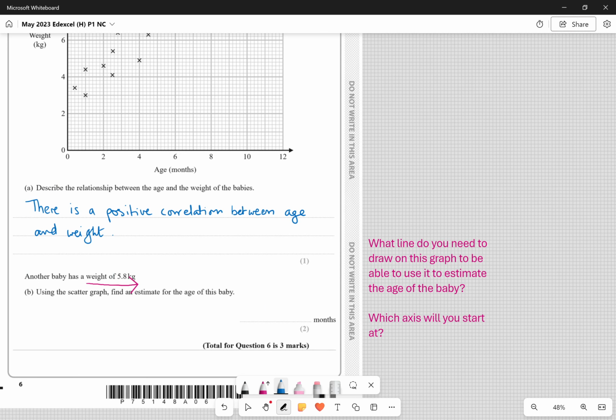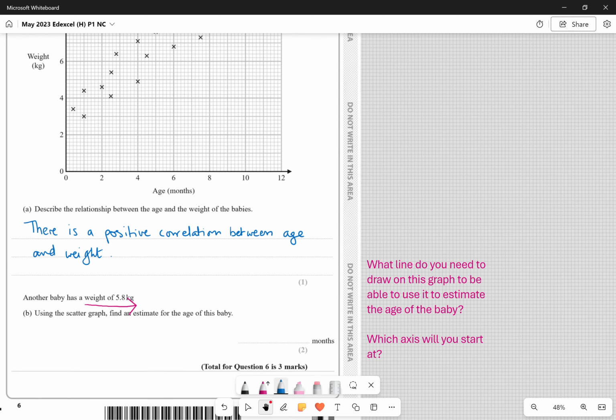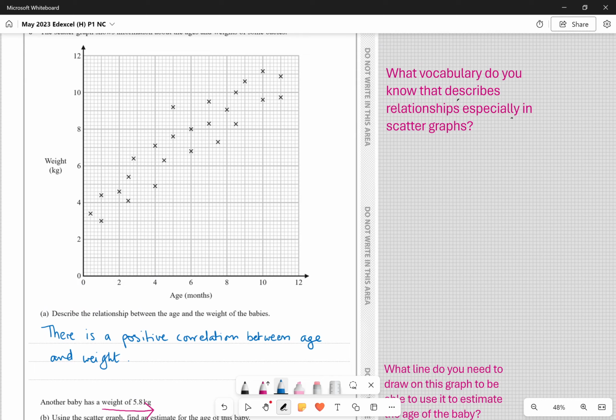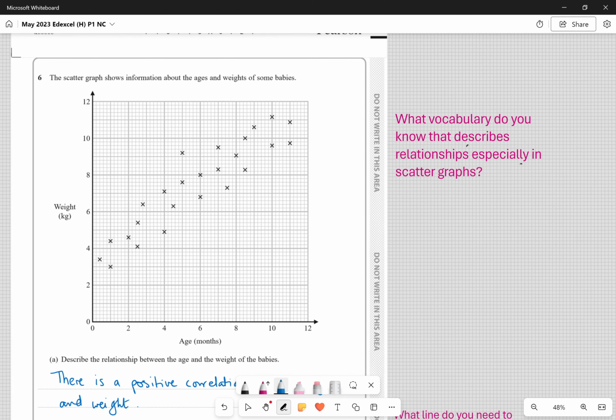It says another baby has a weight of 5.8 kilograms. Using the scatter graph, find an estimate for the age of this baby. I asked you to think about what line you often draw on scatter graphs, and would that help you to answer this question? So let's go along the y-axis, which is the weight, and go up to 5.8 and just mark that there. So that is 5.8 kilograms.